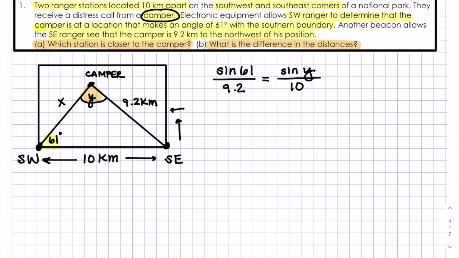Okay, so let's cross multiply. So I can multiply these two together. I can also multiply these two together, and that would give me 10 sine 61 is equal to 9.2 sine y. Okay, so I know that my goal is to get the variable alone, so that's the piece that has the variable. So I'm going to have to get rid of this 9.2, and if I do the math, let's see.